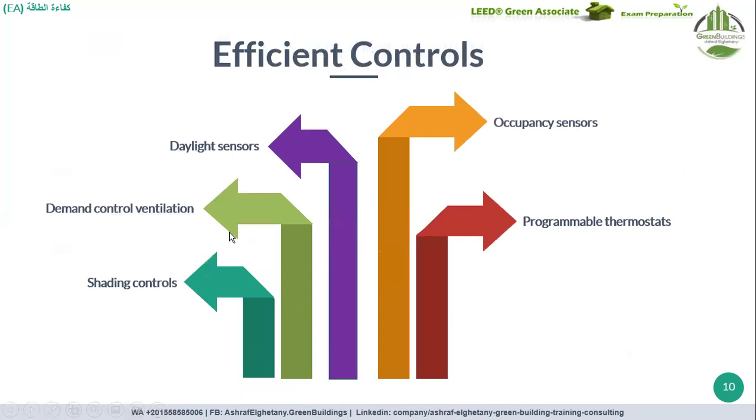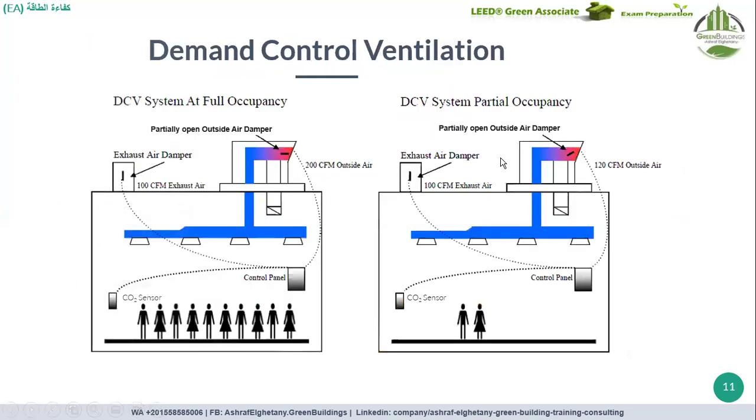We take the controls and sensors. What is demand ventilation? Take this concept for mechanical engineers. Variable air delivery, not constant air. Okay, this is the concept. Then you can use sensors and a control panel to control the amount of air based on the people using the space.